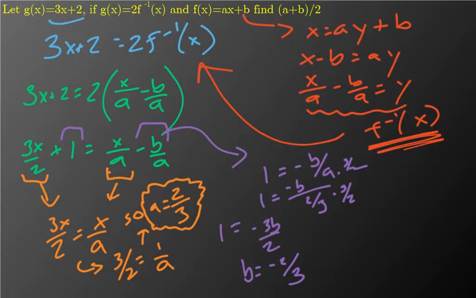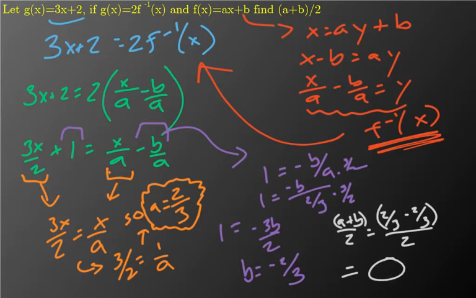And so now you have a and b, and you can just go and plug them in, right? We want (a plus b) over 2, and a is 2/3, and b is minus 2/3, and divided by 2, it's really just 0, right?